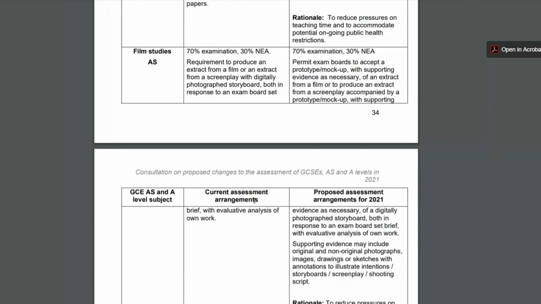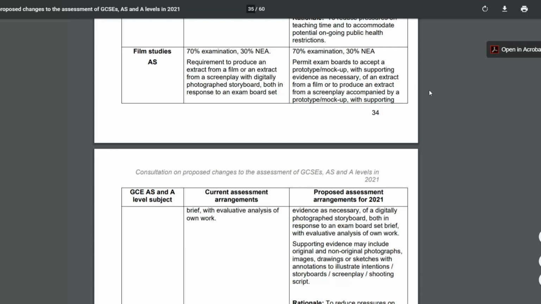Film studies. For AS, it was 70% examination and 30% NEA, with the requirement that you create an extract from a film or an extract from a screenplay with a digitally photographed storyboard, both in response to an exam board set brief with evaluative analysis of your own work. Alright, the ratio doesn't change, still 70% examination and 30% NEA.